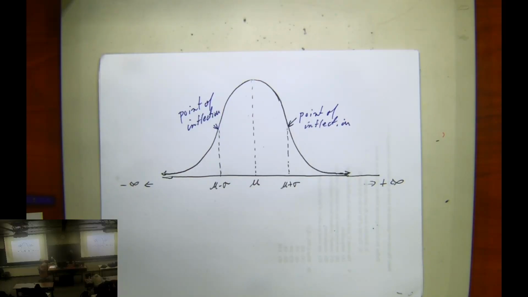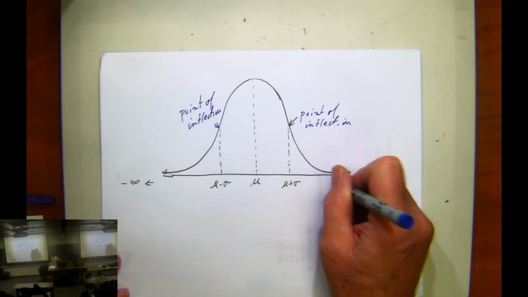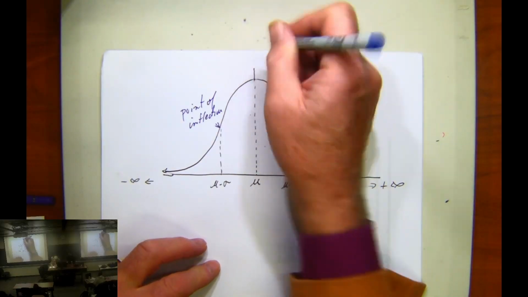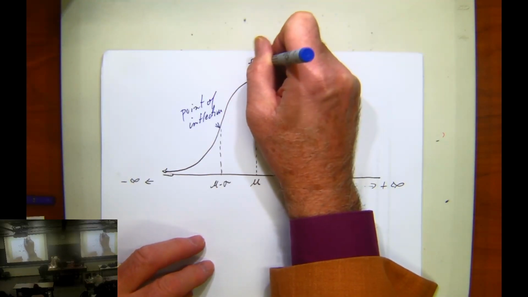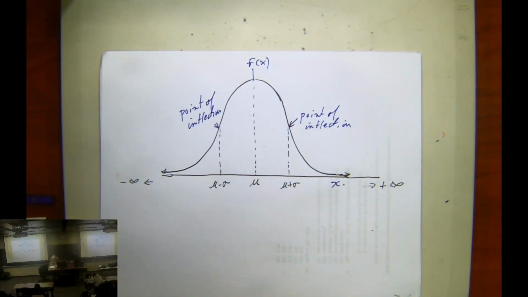But a key point about this whole thing is that the total area under the curve is 1, okay? On this scale, we've got our x, and on this scale, this is our f of x. So f of x is simply the height of the curve at any particular value of x. So f of x is drawing the curve for us.